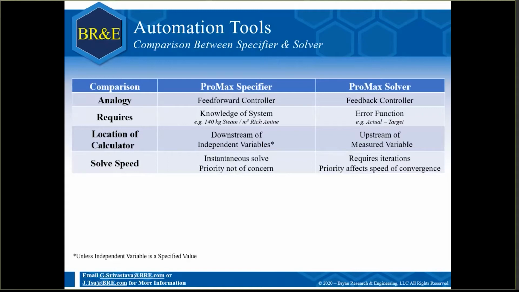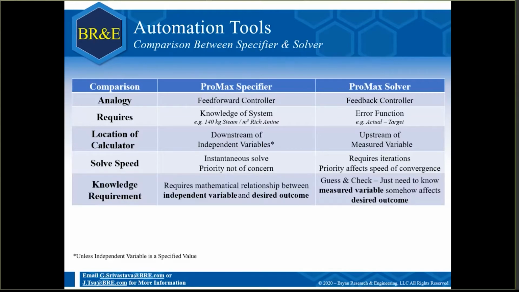In contrast, a solver is using guess and check. So it has to at least guess once and check once. And if the value is not quite there, it will guess and check again and again and again. And you'll iterate before you get the solution. However, this speed comes at a price because the specifier needs a lot more input than what a solver might need. A specifier needs some mathematical relationship between the desired outcome and your independent variable.